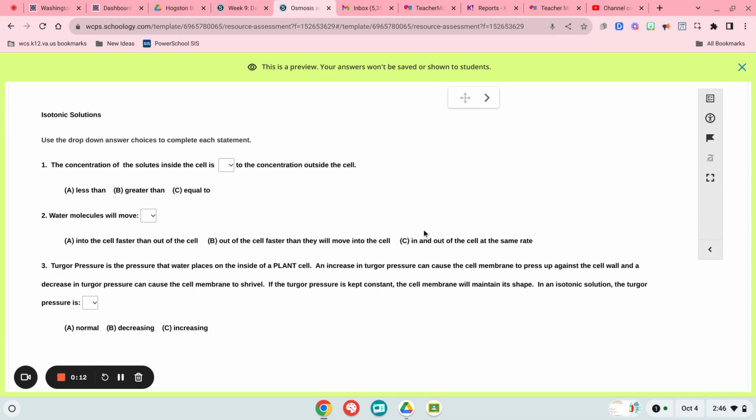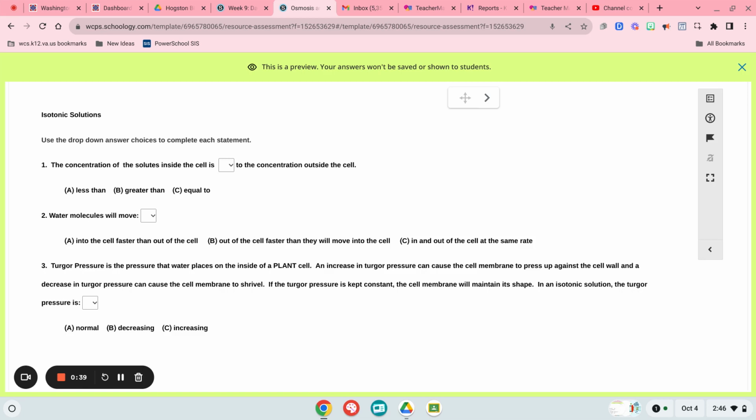So it says use the drop-down answer choices to complete each statement. Question number 1. The concentration of the solutes inside the cell is less than, greater than, or equal to the concentration of solutes outside the cell. So you can go back and look at your notes and what you've already put in your notes last week about ISO and what ISO means.